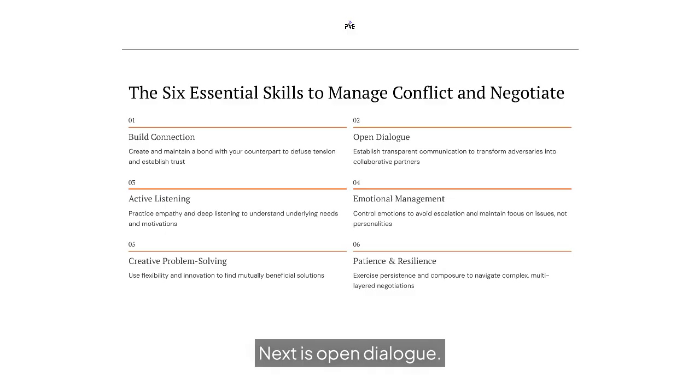Next is open dialogue. Transparency invites cooperation. By expressing your thoughts clearly and inviting others to do the same, you create space for honesty and mutual respect. Clear dialogue transforms potential conflict into constructive exchange.